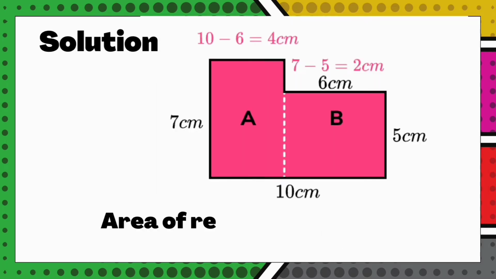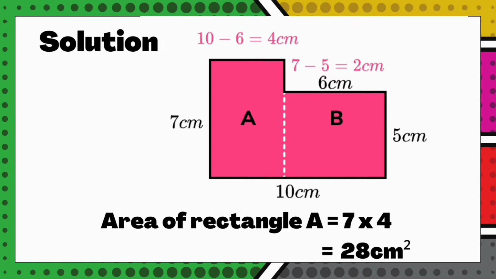So to find the volume of this prism, we'll first find the area of the rectangle of the cross section. We'll divide the rectangle into two parts, part A and part B. The area of rectangle A will be equal to 7 times 4, which is equal to 28 centimeters squared.